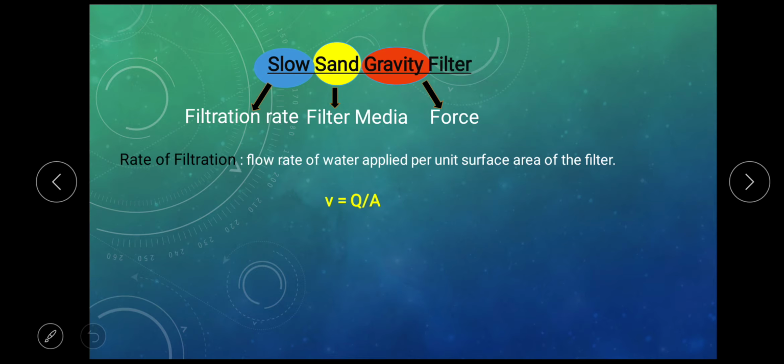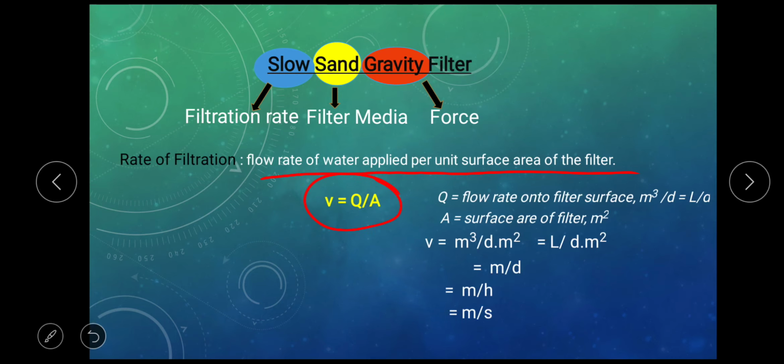Filtration rate can be defined as the flow of water per unit surface area. Mathematically, it can be represented as V is equal to Q by A. Q is the flow rate onto the surface, the unit of which will be in meter cube per day or liter per day. A is the surface area in square meter. Therefore, the unit of filtration rate will be meter cube per day per square meter.